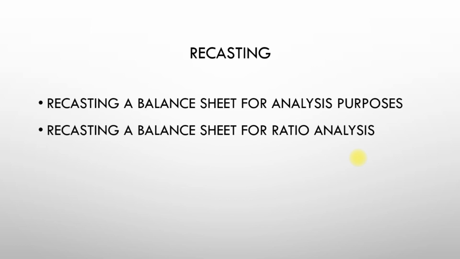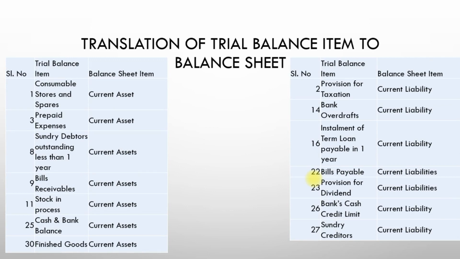So we try to link trial balance elements to balance sheet elements, and we'll see what exactly those are in the table. This is made for recasting of a balance sheet for ratio analysis, for grouping of trial balance items into balance sheet items or factors, so that we can find out a lot of ratios. And based upon these ratios, we will analyze a balance sheet. So this is translation of trial balance items to the balance sheet.